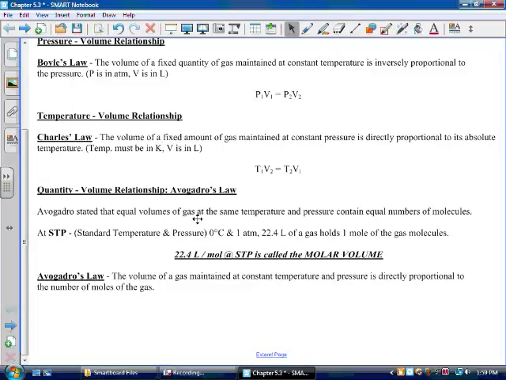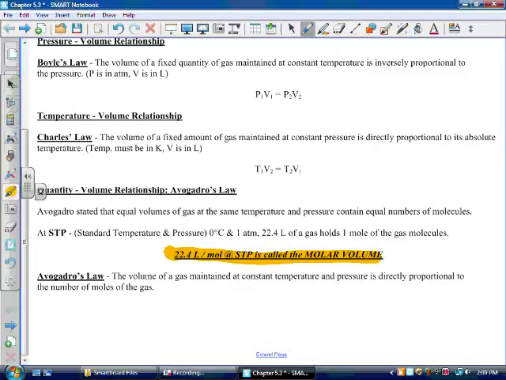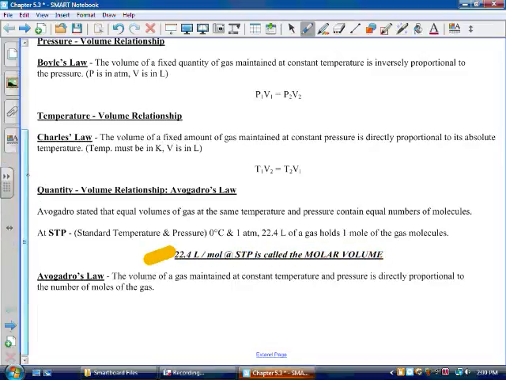Now what Avogadro found was that at STP, at 0 degrees Celsius, and at 1 atmosphere pressure, when you had 22.4 liters of any gas, you had 1 mole of that gas. This is an extremely important number because it allows us to look at a molar relationship of gases then. Right? So this right here is probably one of the most important things we're going to see. 22.4 liters per mole at STP is called a molar volume. And we will use that very much like we did a molar mass. All right, so molar volume.